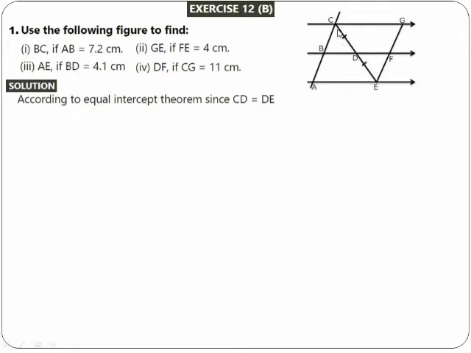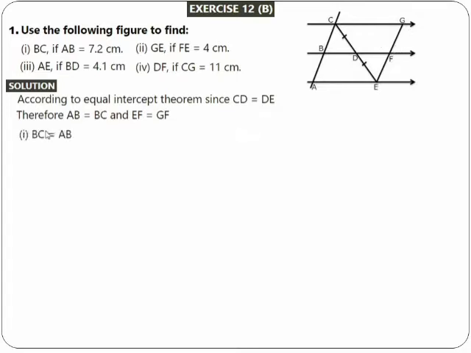Okay, so that means this also acts like your transversal, and here this becomes CB is equal to BA using equal intercept theorem, and this line also acts like the transversal, and in this case using intercept theorem you have GF must be equal to FE. Okay, so therefore I told you AB must be equal to BC and EF must be equal to GF.